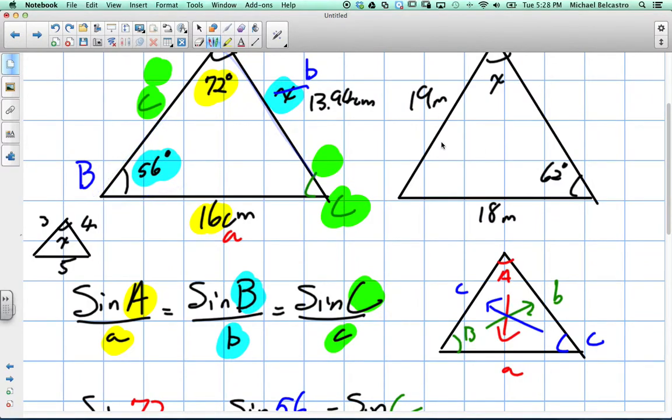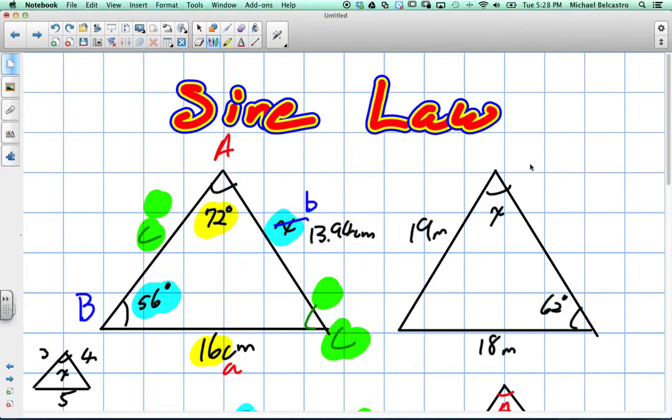I don't know how we're doing for time. We'll go into now solving for an angle. Now this is a little different. Okay, it's still the same idea. Do I have a complete ratio here?